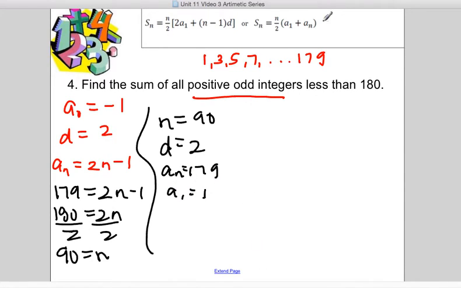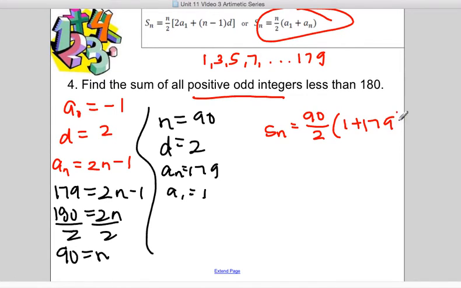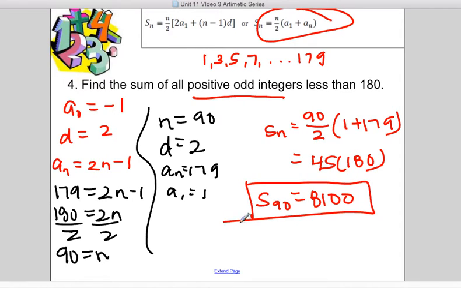So I can actually use the shorter equation. So we know S sub n is equal to the number of numbers, 90 over 2. Then my first term, 1, plus my last term, 179. So I would get 45 times 180. 45 times 180 is 8,100. So the sum of those 90 numbers is 8,100. Okay, that is example 4.